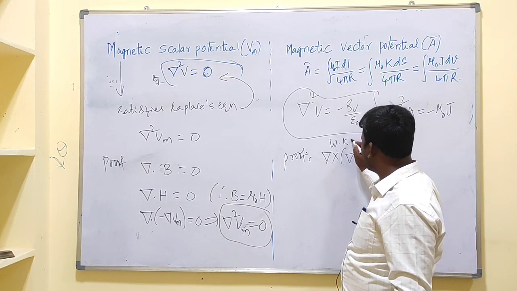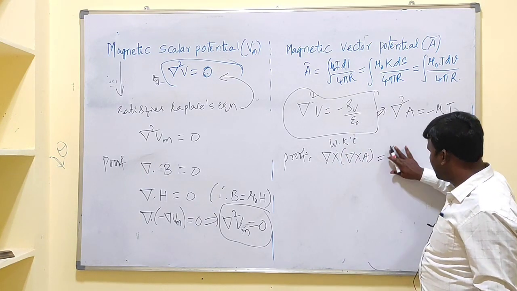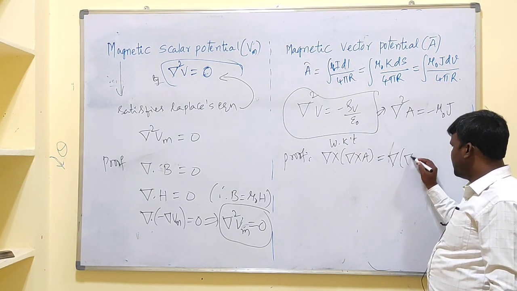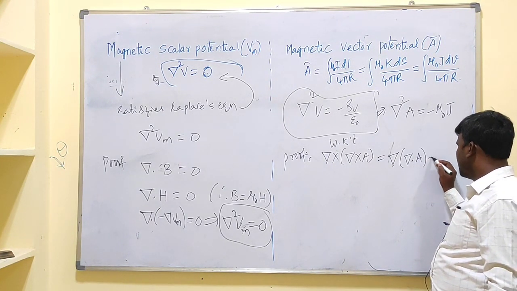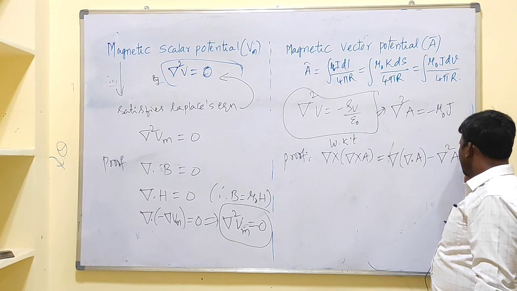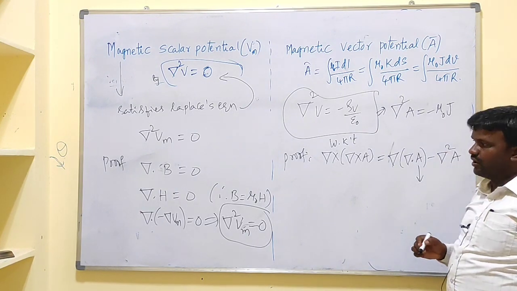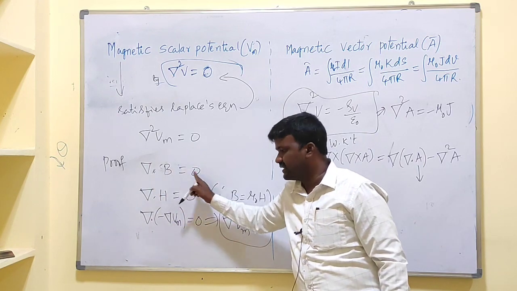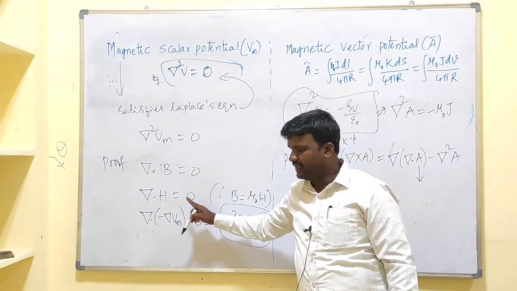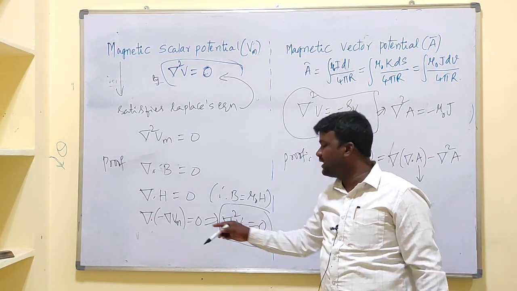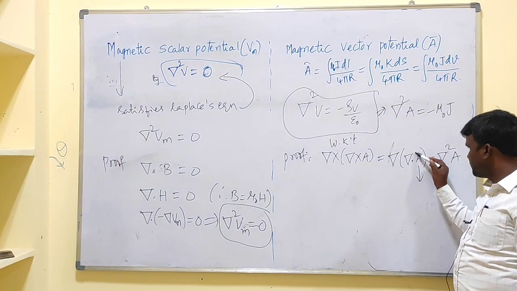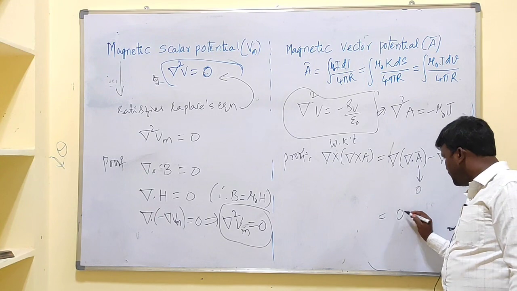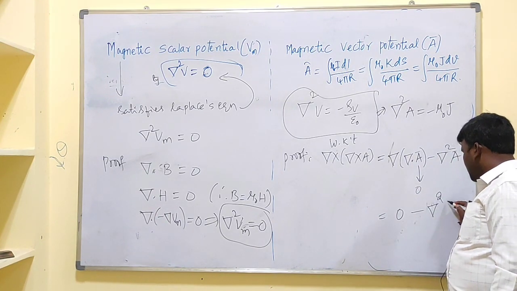We know that del cross del cross A, please refer to the Laplacian operator topic, is del of del dot A minus del square A. What is A? It is a magnetic field component. For magnetic field components, divergence of magnetic flux density is 0, divergence of magnetic field intensity is 0. Divergence of the magnetic field is 0. As it is a magnetic field quantity, this becomes 0. So del of 0 is 0, and here minus del square A.